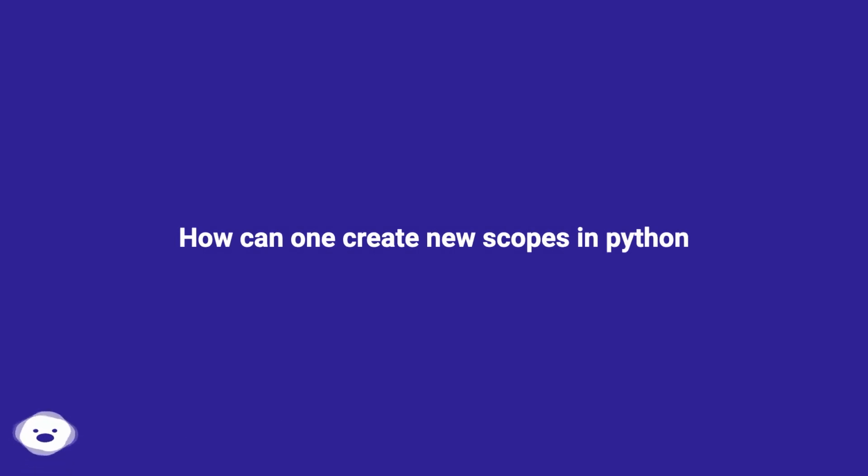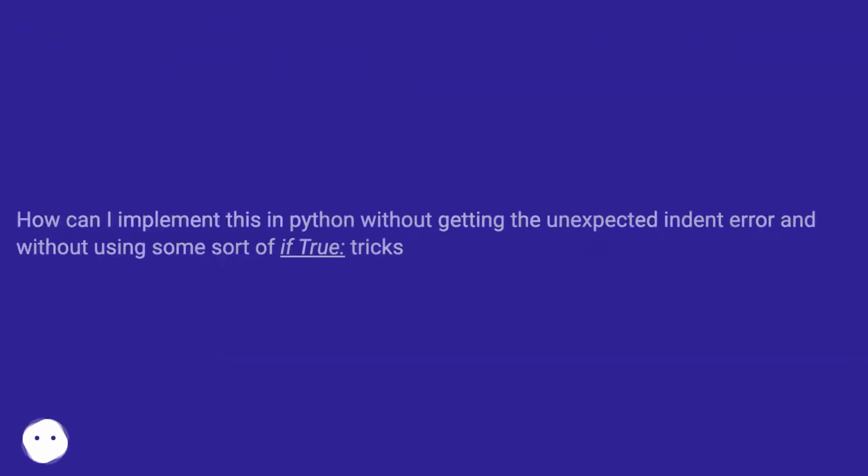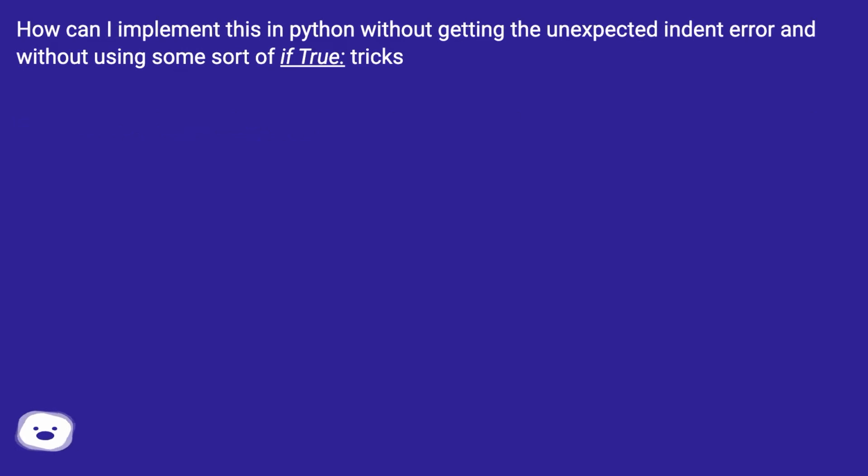How can one create new scopes in Python? In many languages and places, there is a nice practice of creating local scopes by creating a block like this. How can I implement this in Python without getting the unexpected indent error and without using some sort of if true tricks?